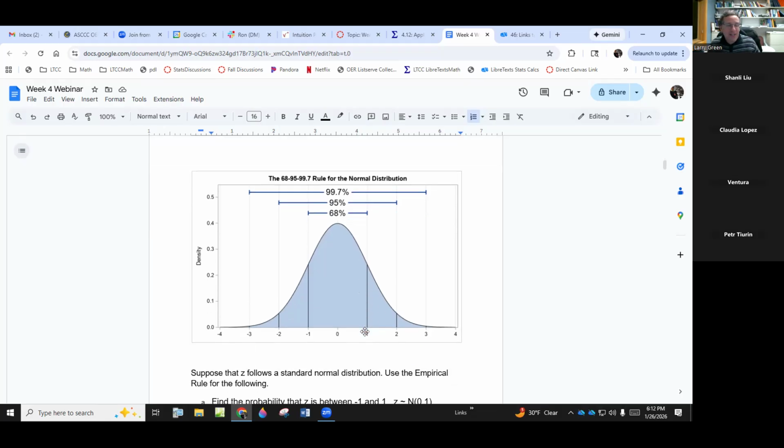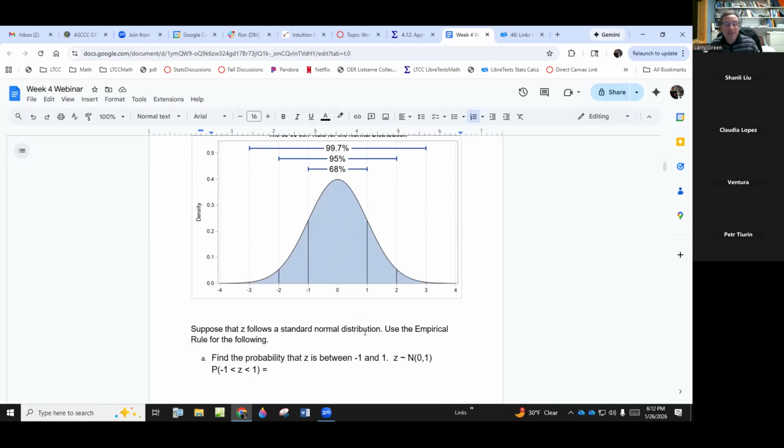Okay, so now let's go do some probabilities. Let's find the probability that if you randomly select something under a normal distribution, that value, let's call the variable for that z, is a standard normal distribution, that value is somewhere between -1 and 1.